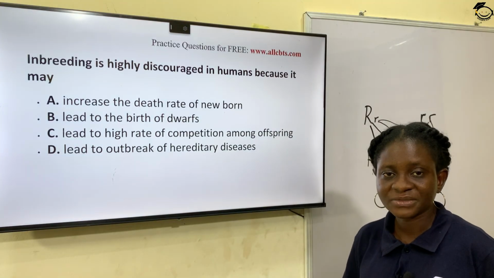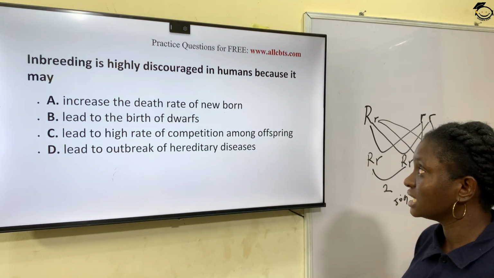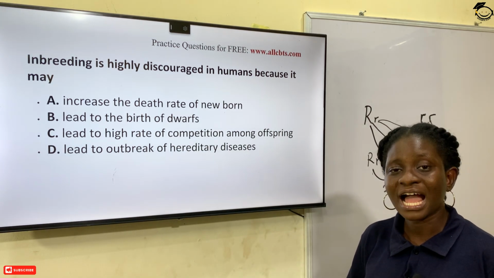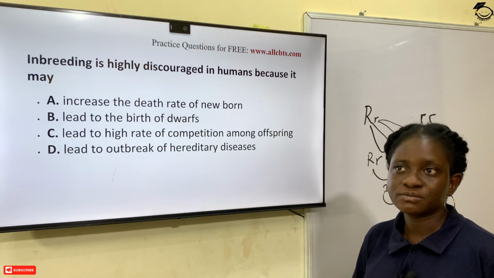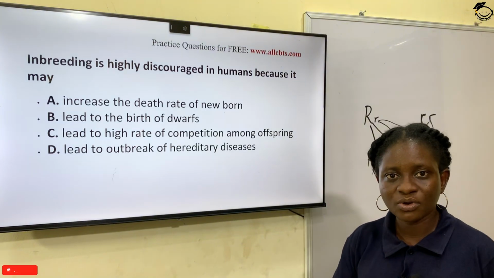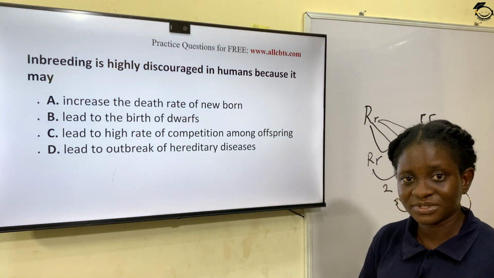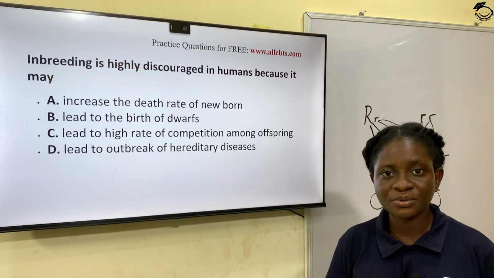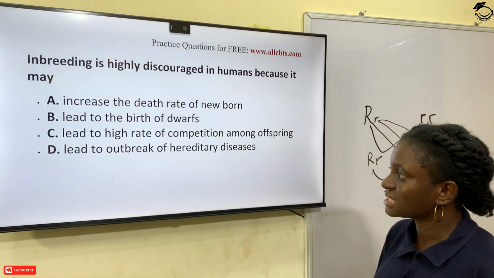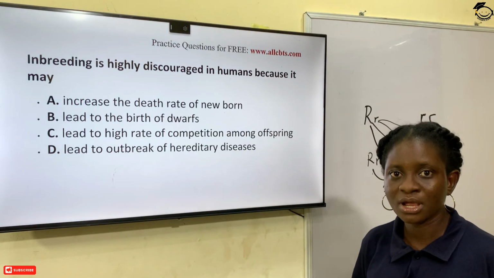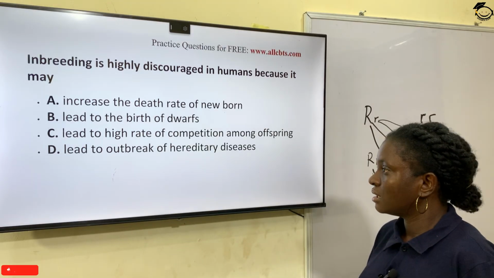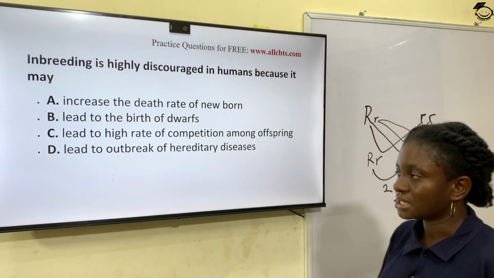The main reason why inbreeding is discouraged in humans is because there are some families that have been known to have a higher risk of some diseases like cancer or diabetes. So mating of those closely related individuals can lead to an increased risk of getting hereditary disease. So the correct answer is it can lead to outbreak of hereditary diseases like cancer, type 2 diabetes. Option D is the correct answer.